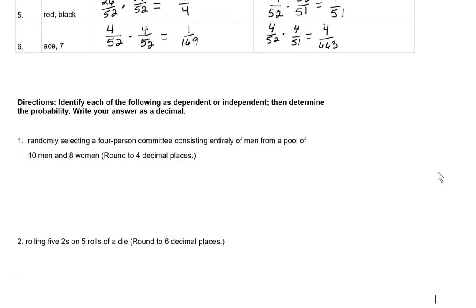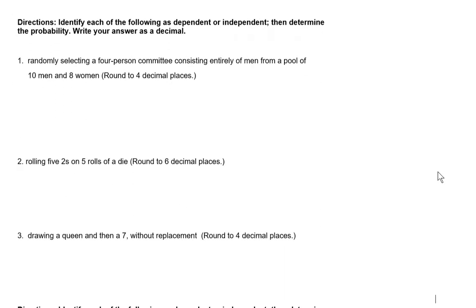The directions say to identify each of the following as dependent or independent, and write the probabilities as a decimal. Problem 1, randomly selecting a 4-person committee consisting entirely of men from a pool of 10 men and 8 women. Now, this problem may seem a little odd because we have men and women here that we're choosing from, but if this were a bag of marbles with different colors or different colored blocks, I don't think there would be a problem. This is no different than those problems.